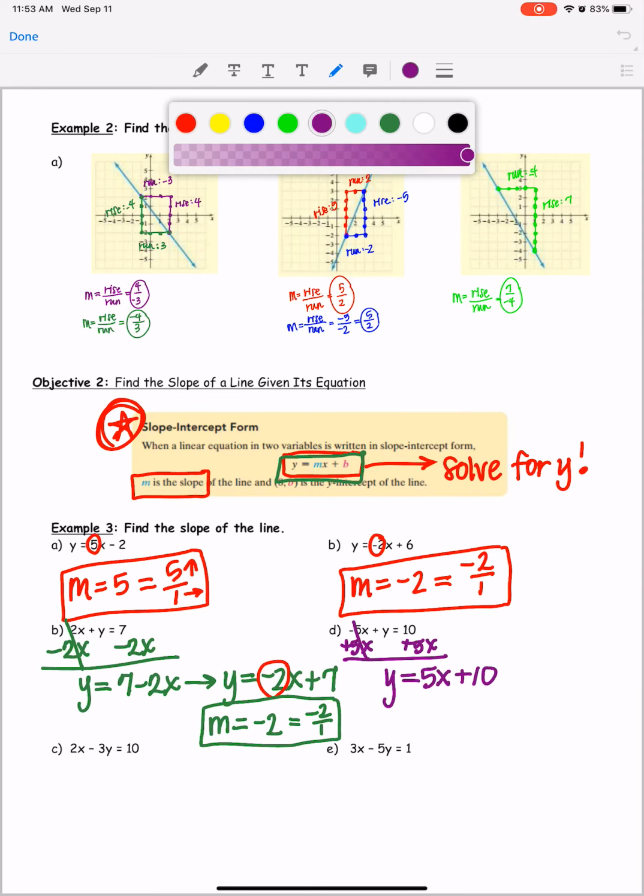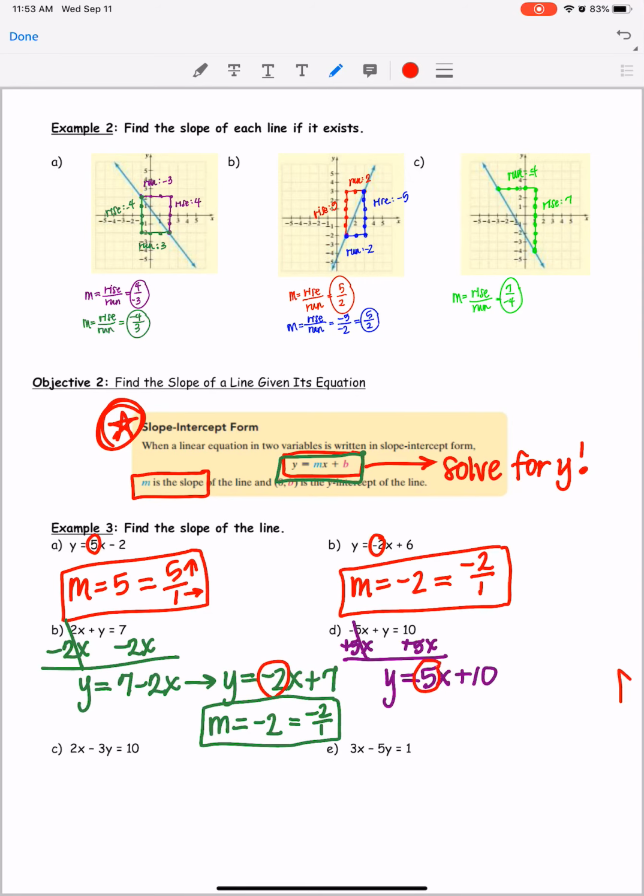So now that I have this solved for y, what is my slope? What's right here in the front? So my slope is 5, and as a fraction, that is 5/1.